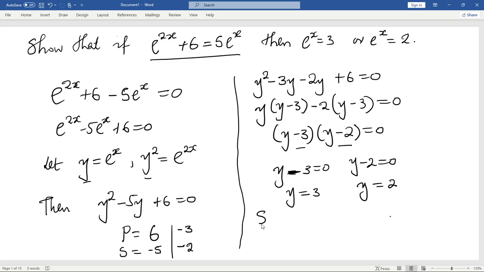Now remember, since we said y is equal to e to the power x, meaning that here where there's y we substitute e to the power x, we're going to have e to the power x is equal to 3. Or this side here, where there's y again, we substitute e to the power x. So or e to the power x is equal to 2 here. So therefore, we've shown that if e to the power 2x plus 6 is equal to 5 e to the power x, then e to the power x is equal to 3 and e to the power x is equal to 2 here.